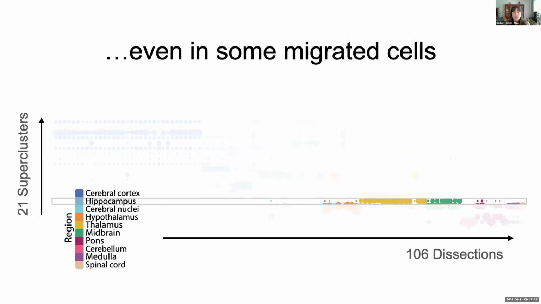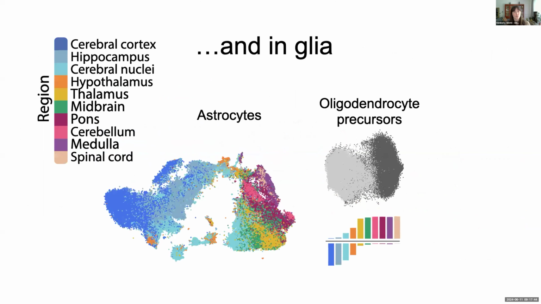And you can see the developmental history even more clearly in some migrated cells. So here I'm pointing out a supercluster that contains cells from both the thalamus and the midbrain. And indeed, there are neurons that migrate from the midbrain into the thalamus during development, suggesting that even in adulthood, they reflect this developmental history. And you can also see a developmental split in the glia. Both astrocytes and oligodendrocyte precursors split into two major groups. And these groups, again, are enriched inside and outside the telencephalon.